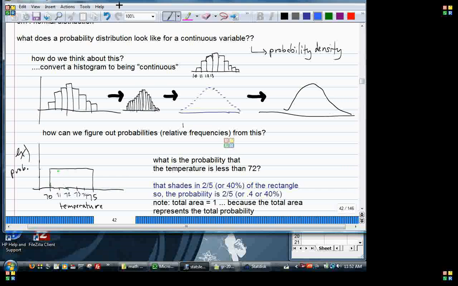But like I said, we start thinking about these things. Probability is the same as area. So asking what's the probability that we're from 70 to 72 is the same as what's the area from 70 to 72. Now how can we represent that, or how can we see that?